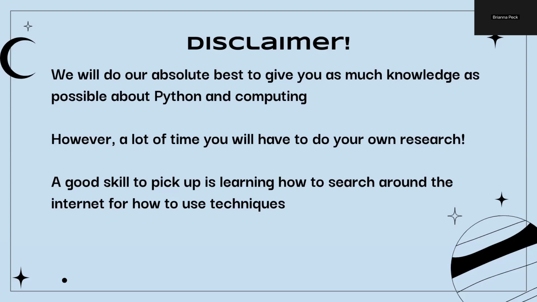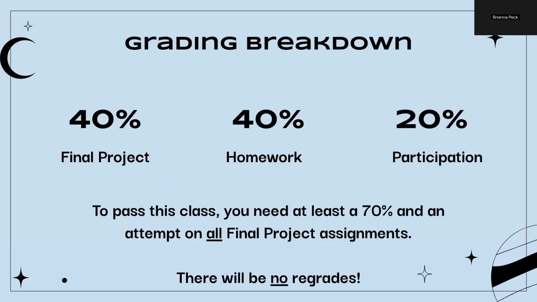Okay. All right. Grading. So this is how we're going to grade this semester. You have a final project, which is worth 40% of your grade. Homework is worth 40%, and participation is worth 20%. In order to pass, the most important question, how do you pass? You need at least a 70% across all of these categories, and you need to attempt all final project assignments. So that means you'll have multiple assignments related to this, and you have to turn all of them in. They're not very hard, but we just want to make sure that you're following along throughout the semester.